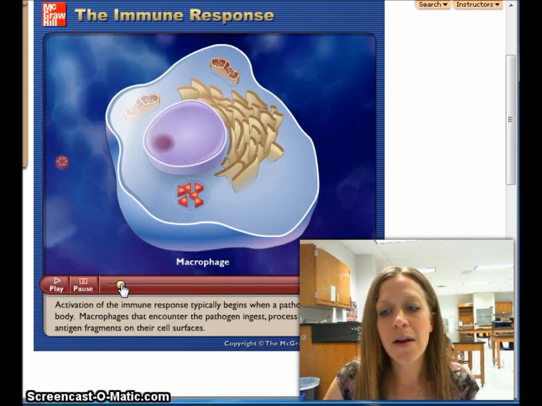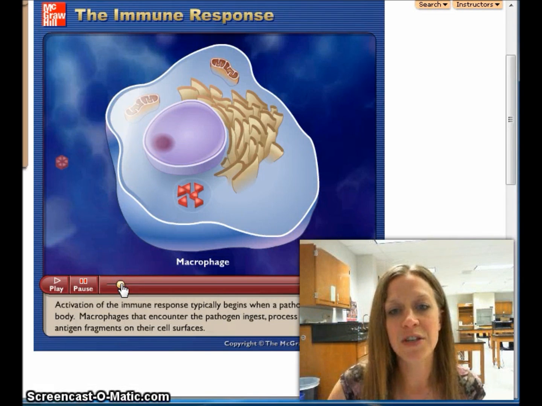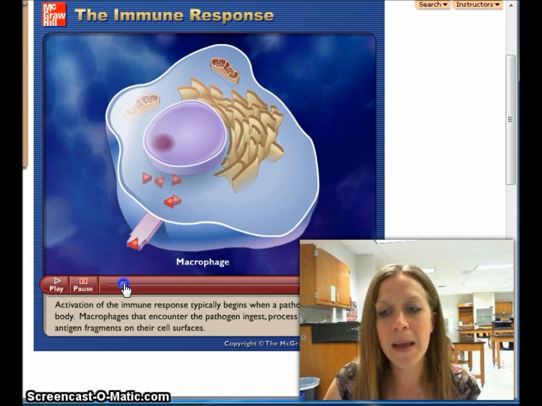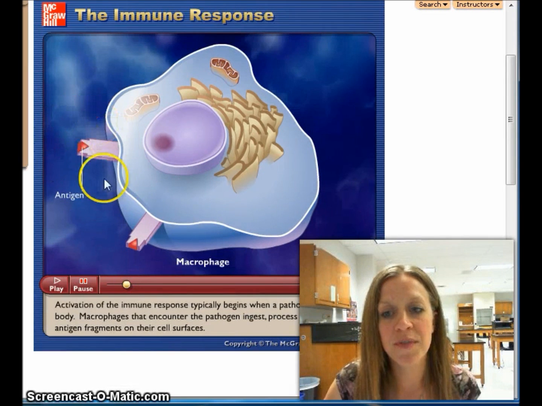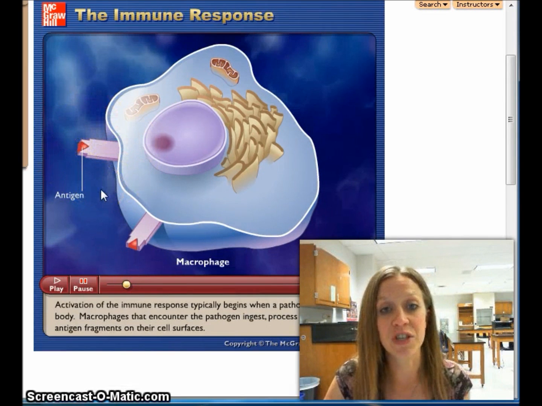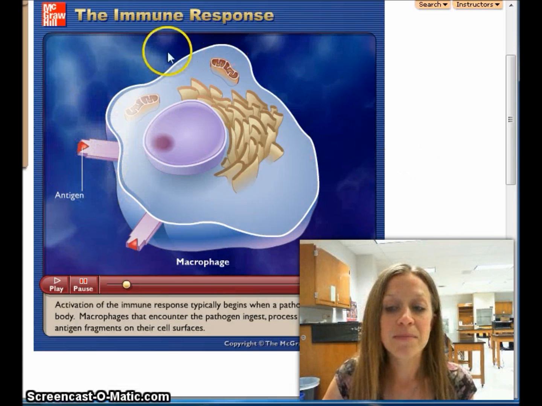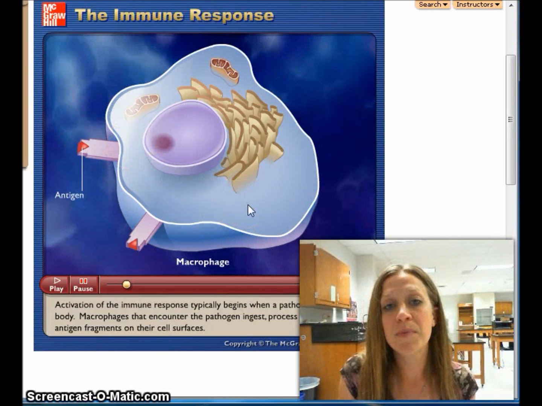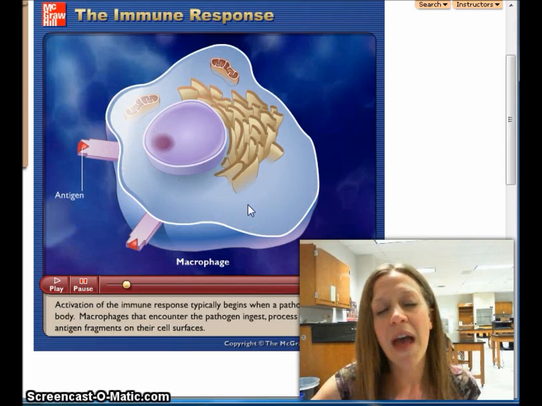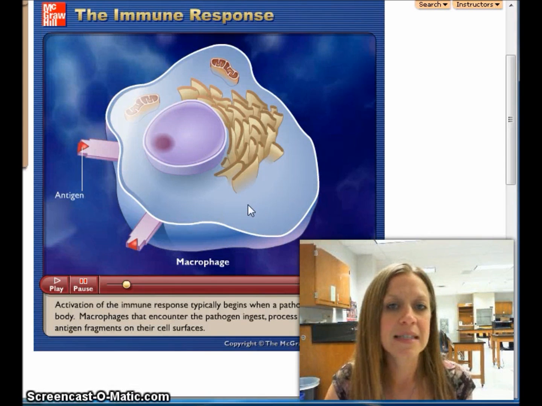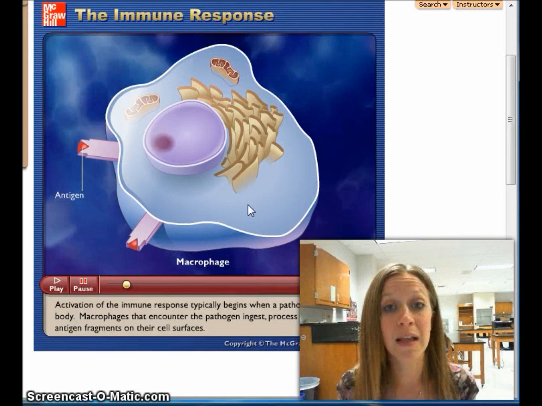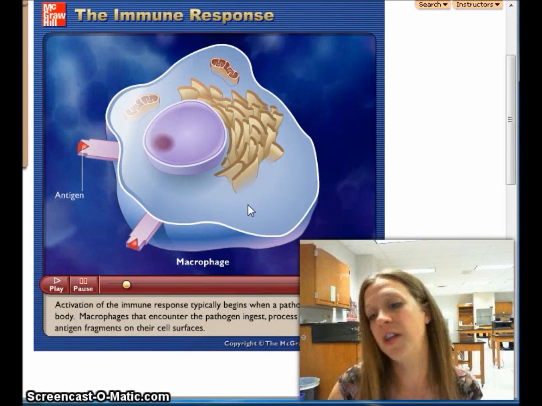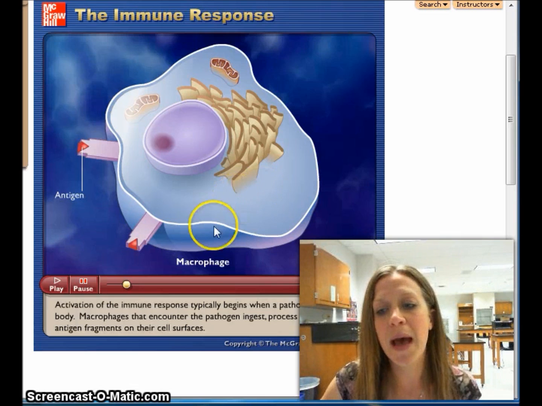And the cool thing about macrophages is that they eat the pathogen, and then they display part of that bug, that pathogen, on the surface of its cell. Remember those things that they display on the surface of the cell, those are called antigens. And now this macrophage, although it's part of the non-specific defense, because it will engulf anything that doesn't belong, it's going to help out that specific defense because it's displaying part of that pathogen on the surface of a cell. So watch what happens.